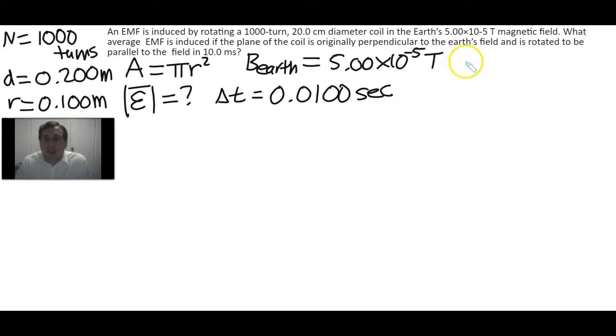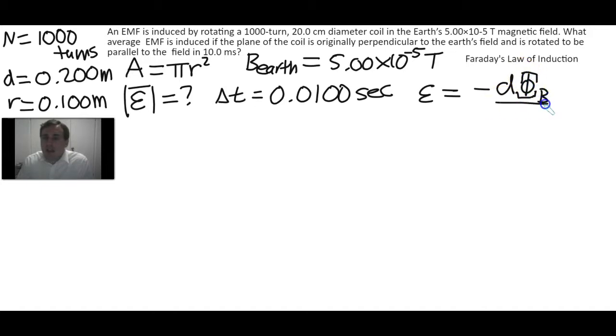Okay, so I think that in order to get an EMF, we're going to have to use Faraday's law of induction. So let's write this down. Remember that Faraday's law of induction tells us that the EMF is equal to minus d phi sub b dt. That's the opposite of the time rate of change of the magnetic flux, and notice that that's the EMF.